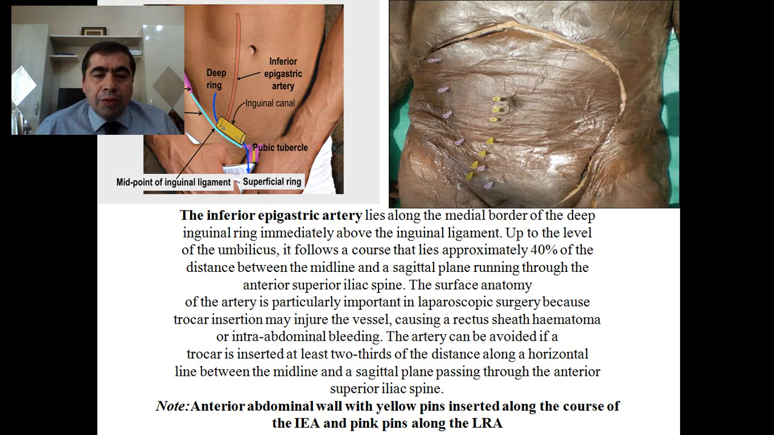up to the level of the umbilicus. It follows a course that lies approximately 40% of the distance between the midline and the sagittal plane running through the anterior iliac spine. In this picture, anterior abdominal wall with yellow pins inserted along the course of the inferior epigastric artery, and the pink pins along the lateral part of the rectus abdominis.